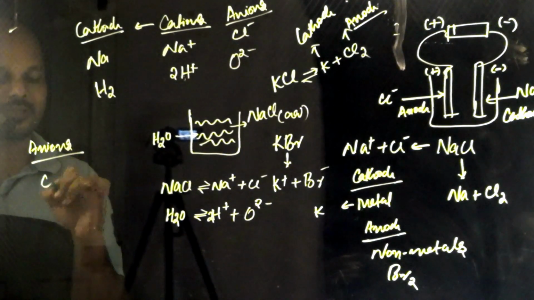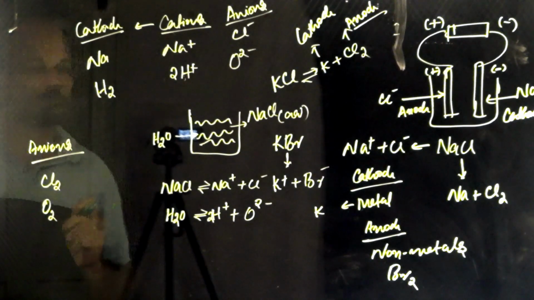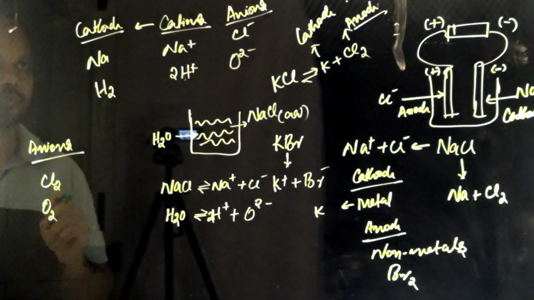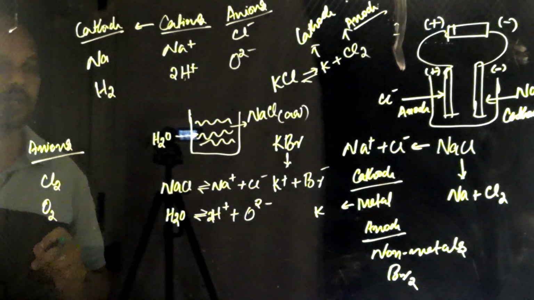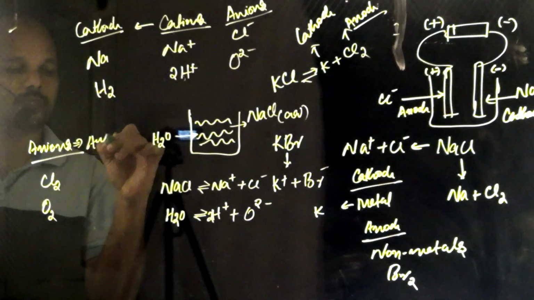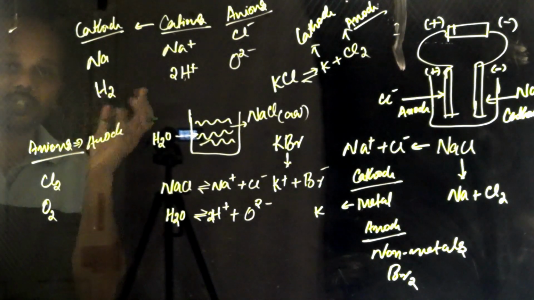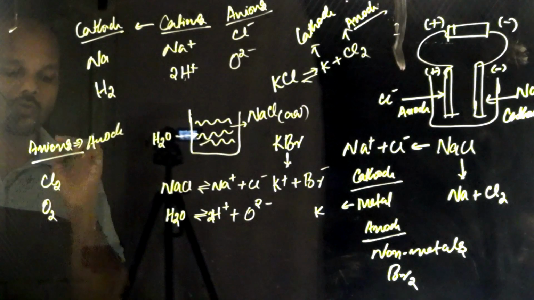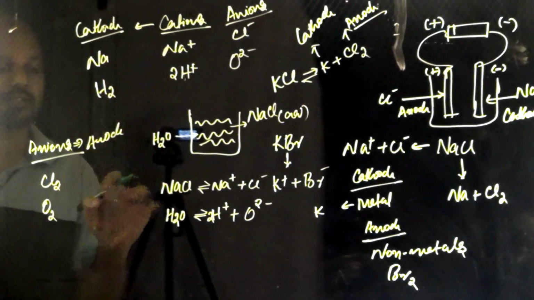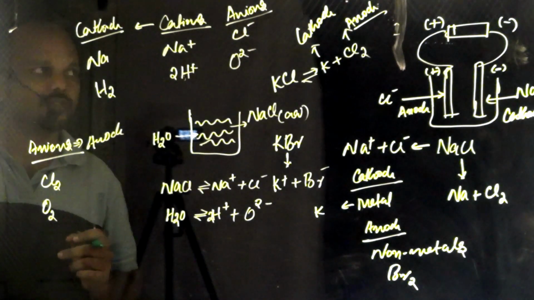There is a possibility that chlorine will be forming. There is a possibility that oxygen will be forming. And in the cathode, sodium and hydrogen will be forming. In the anode, the anions will go to the anode, so obviously chlorine and oxygen will be forming. So either oxygen or chlorine will be forming. In the cathode, either sodium or hydrogen will be forming. This is how the possibilities come.